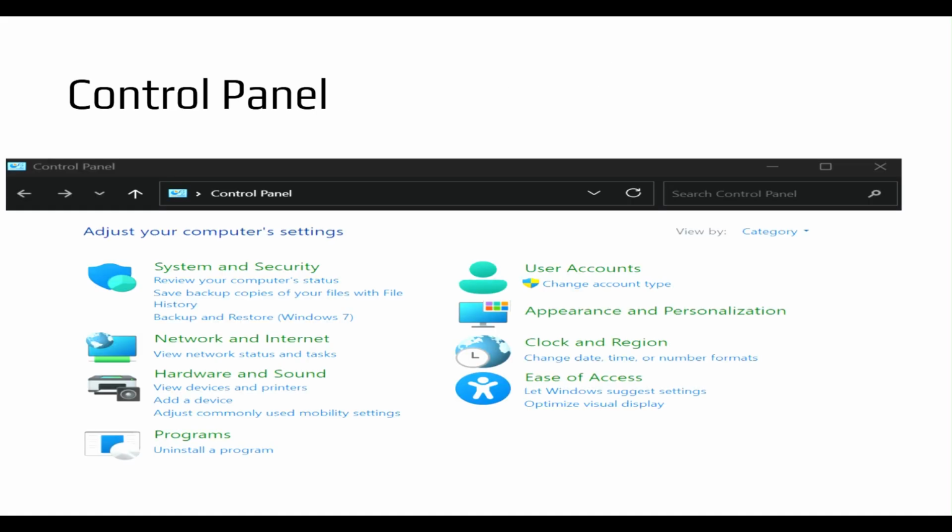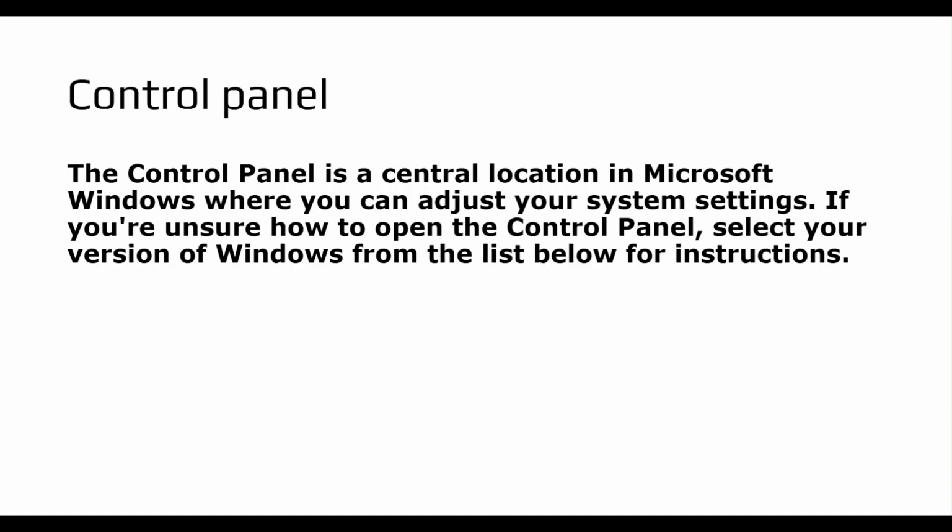Now we'll go to the Control Panel. The Control Panel is also another important feature of Windows 11, and I believe most previous Windows versions as well, where you can do most of the adjustments of your computer settings. As you can see, you can check System and Security, Network and Internet, Hardware and Sound, Programs, User Accounts, Appearance and Personalization, Clock and Region, and Ease of Access. I'll click on all of these. This is just a quick explanation of what the Control Panel is. Let's go briefly over this.